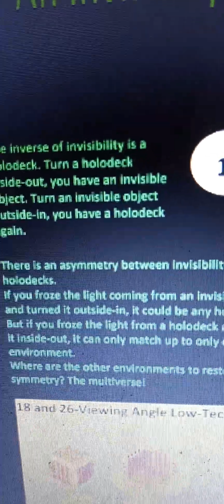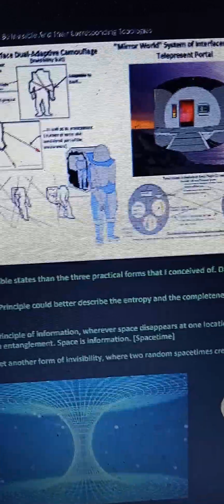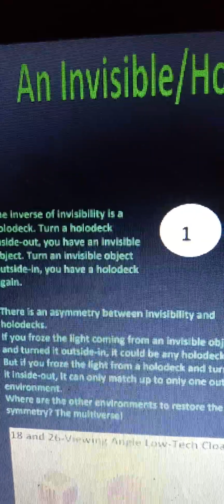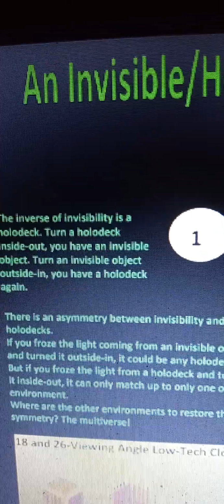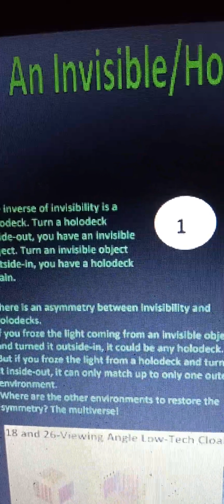But this goes all the way back to here again. Where are the other environments to restore the asymmetry? The multiverse. My idea of an invisible holographic principle requires the existence of a multiverse to complete the symmetry, to restore the symmetry between invisibility and holodecks that are inverse forms of each other on both the low-tech and the high-tech conceptual levels.